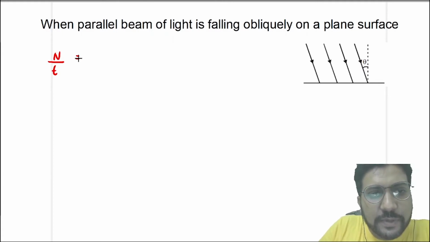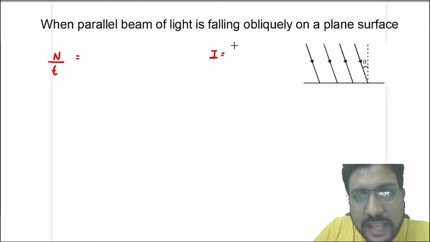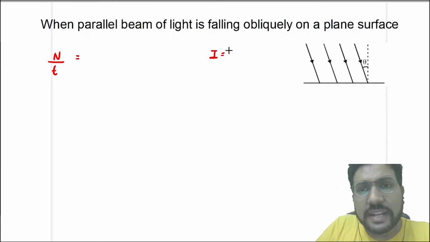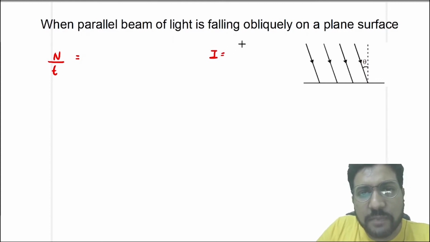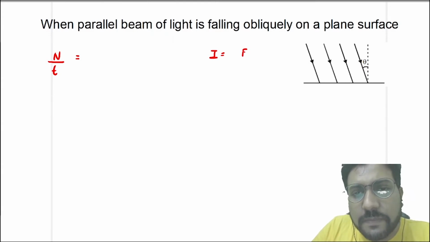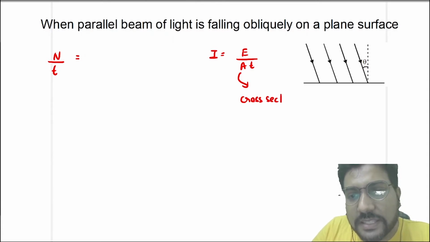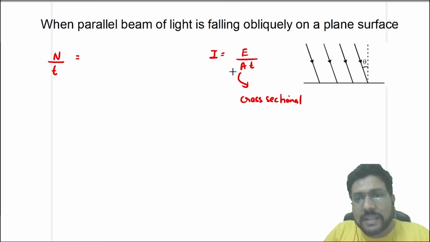Now listen carefully. If you remember the definition of intensity, if you don't remember the definition of intensity, please go back to my previous lecture and refer to the intensity part and then again come back to this lecture, okay? Because this is important, right? Intensity is defined as the energy per unit area per unit time. What is this area? This area is the cross-sectional area. That means this area is the area which is perpendicular to the flow of light.